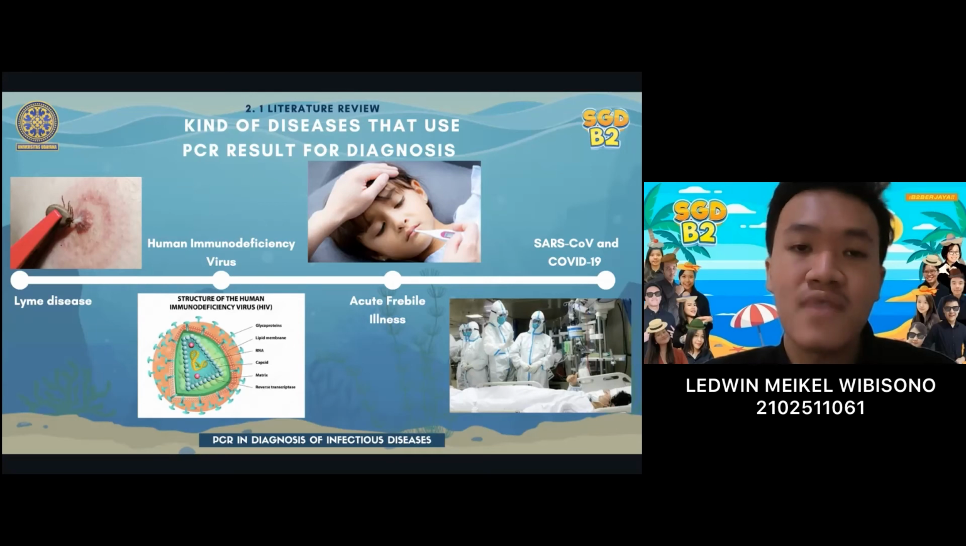The next one is acute febrile illness. Acute febrile illness can be identified using PCR. For example, malaria falciparum. The PCR used to detect this illness is a single PCR.